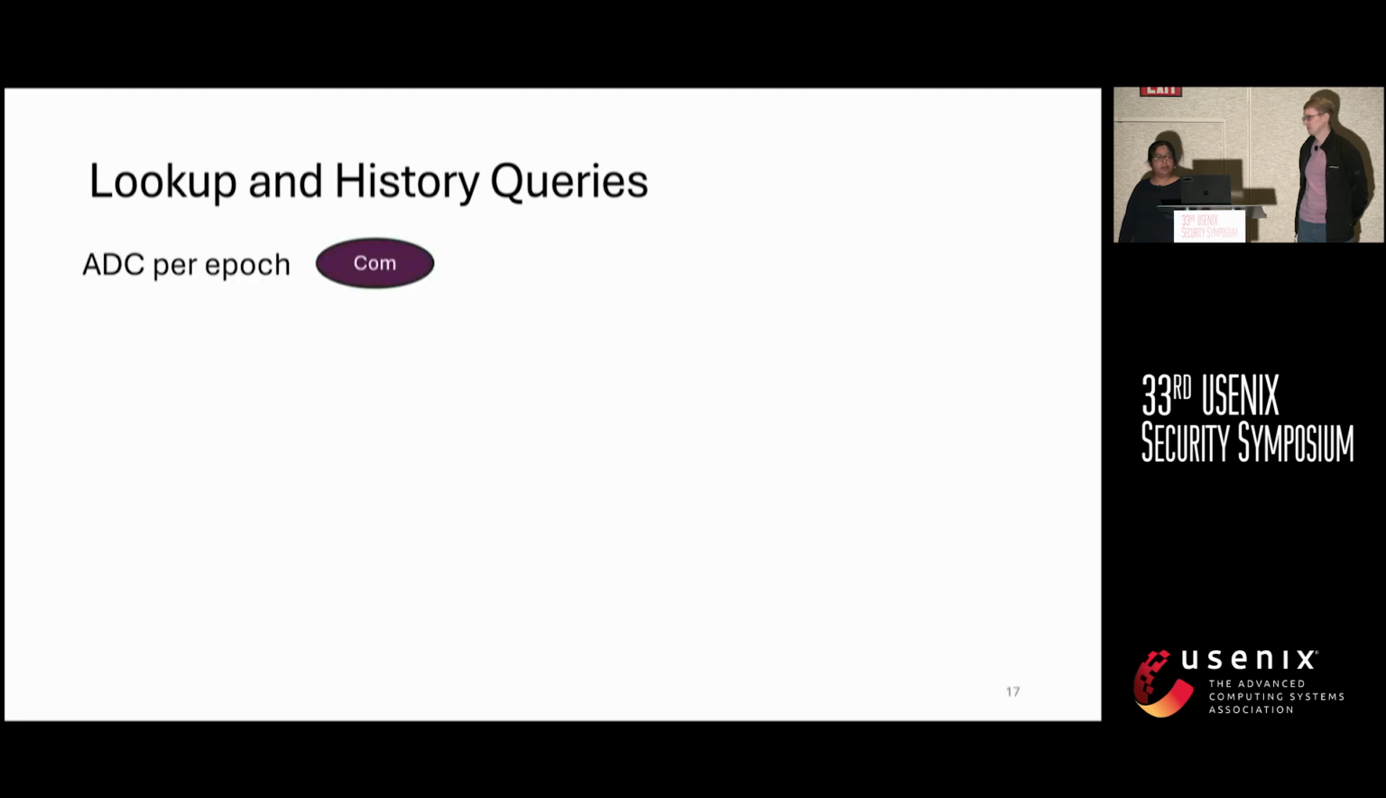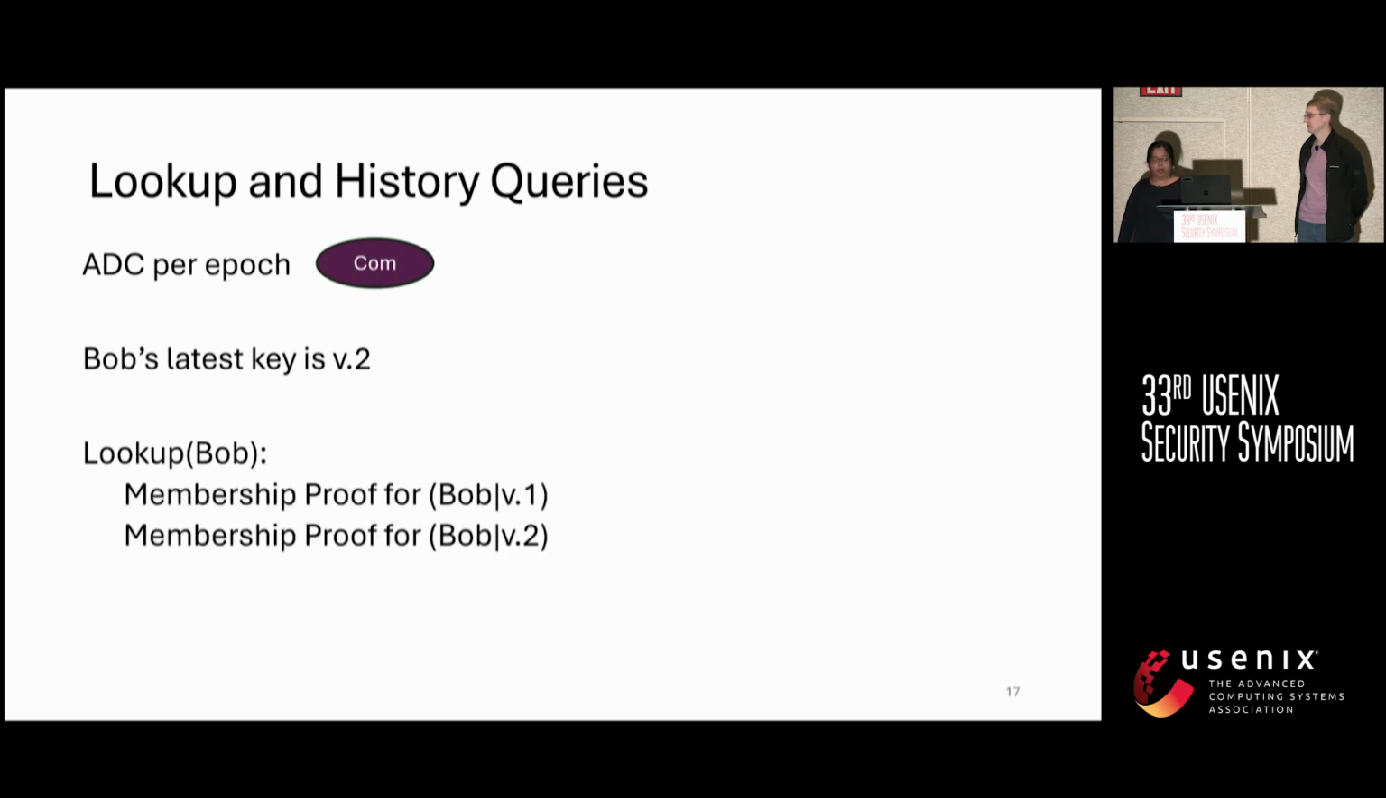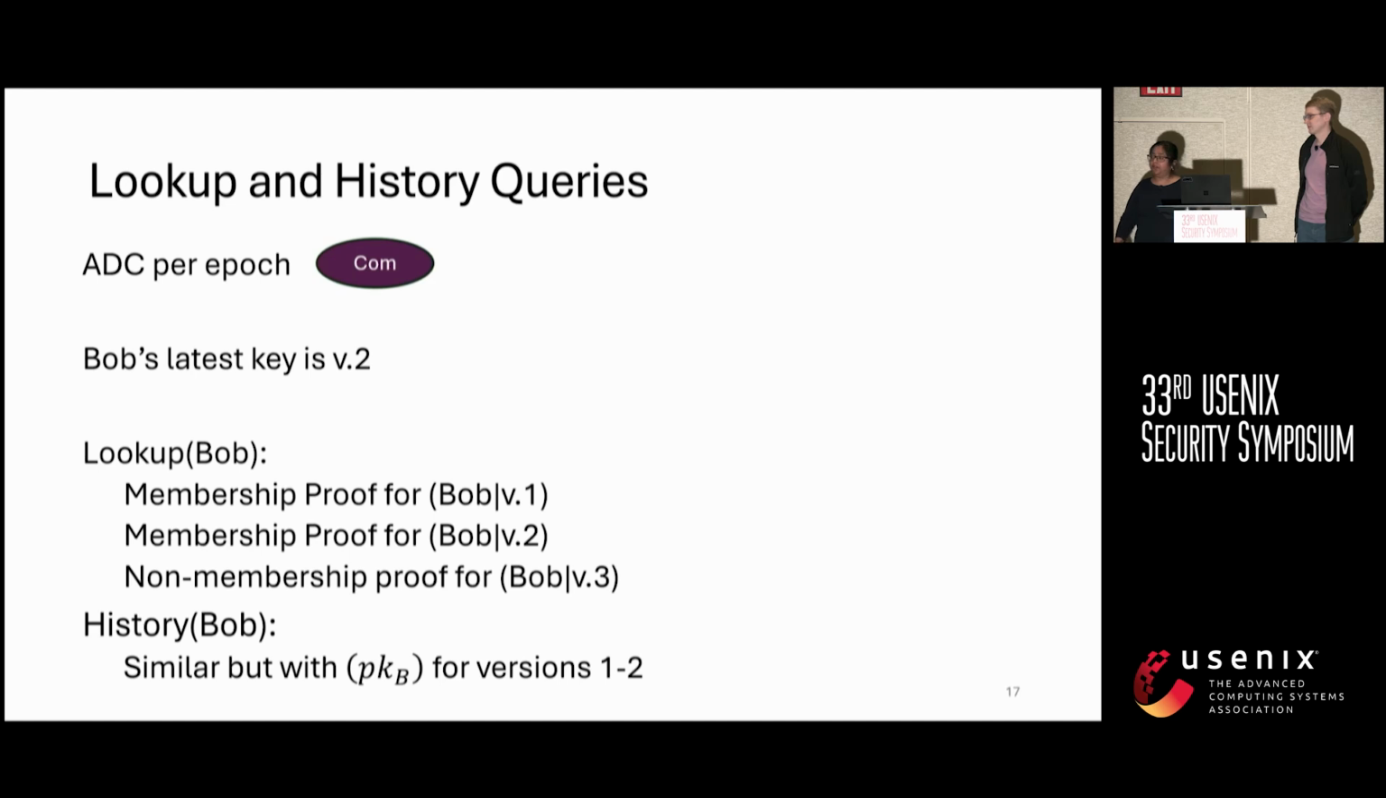So what is lookup? Let's say, in this tiny example, Bob's current key is at version 2. Lookup means that when another user, say Alice, wants to look up Bob's key, the service provider returns the current key of Bob along with a proof. The proof is basically the membership proofs for all the versions up to the latest one, so version 1 and 2, and the non-membership proof for the next version, with respect to this ADC commitment. And when Bob does his own key history, the checks are very similar, except that along with the proofs, the actual keys are also returned to Bob. Okay?